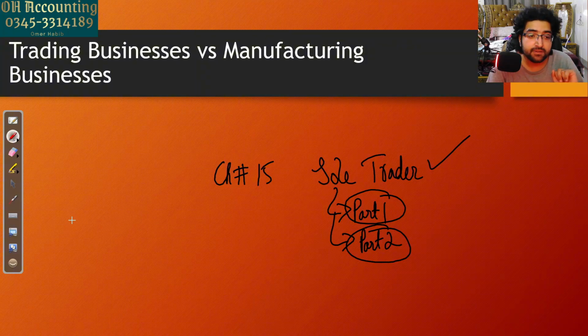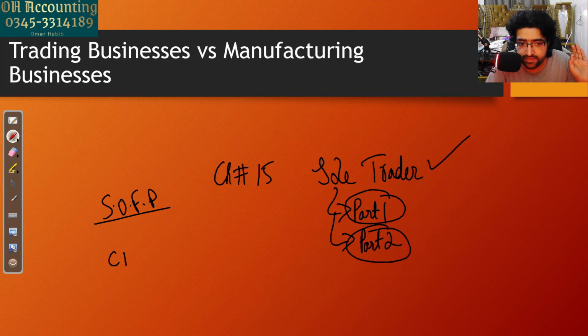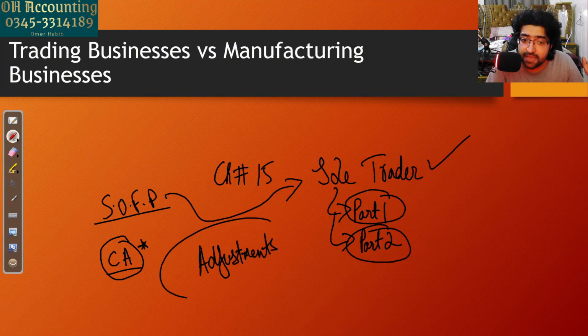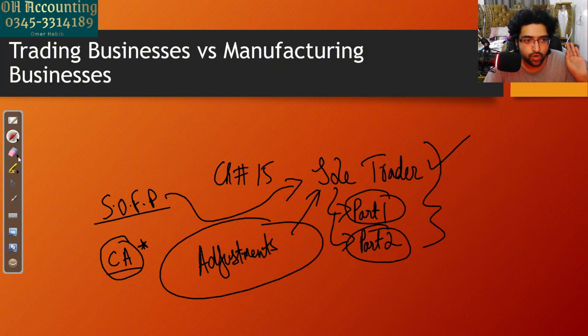For example, in a manufacturing business, the SOFP is exactly the same, apart from a minor change in the current asset section. I will only discuss that change. I will not go through the SOFP in detail, because I've covered that in the sole trader topic in detail. So I will only cover the changes or the new things that are part of this chapter. Again, the adjustments, accruals, prepayments, depreciations, these are the same as that of a sole trader business, so I will not cover those again. So you have to go through sole trader first before moving on to this topic. That's what I want to say. Moving on.